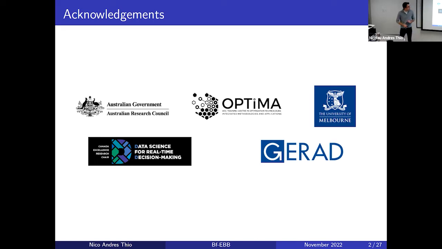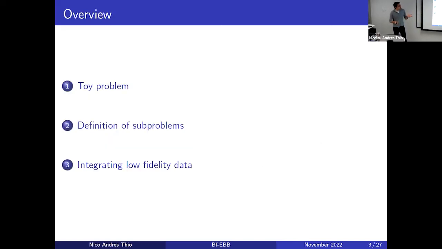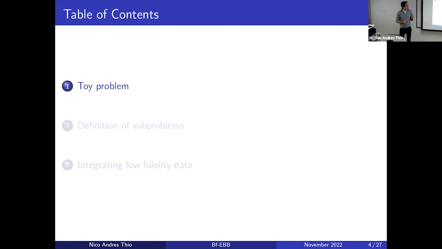So that's everyone. I've got a toy problem that I want to use to illustrate the different subproblems I'm looking at. I'm going to give a proper formal definition of these. And then, like I said, I'm going to tell you about what I think the meat of the problem is, which is integrating the low fidelity data in bi-fidelity problems.